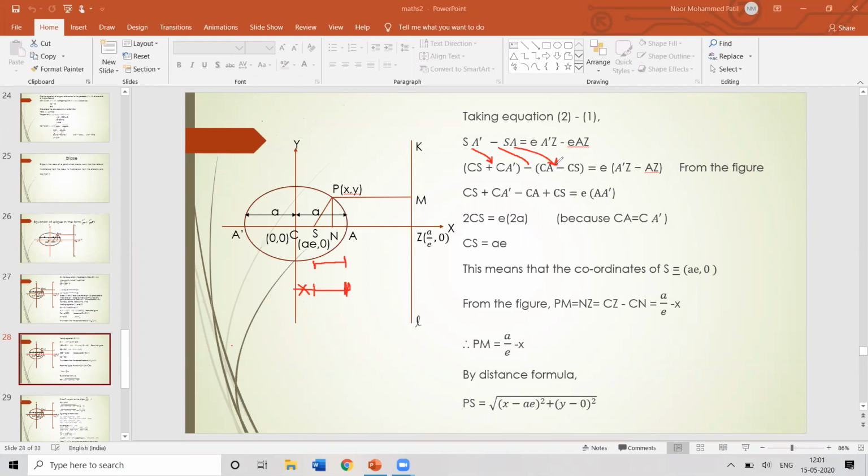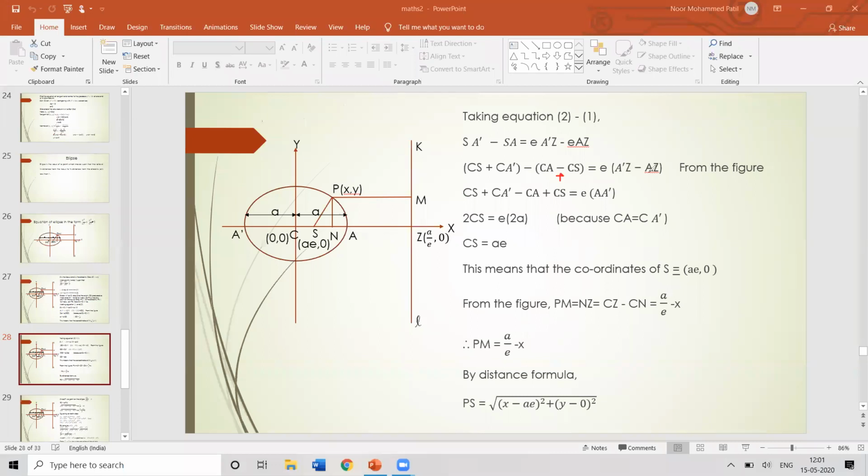That is SA. Now here on the right hand side, I will take e common. So what is left out is A dash Z minus AZ. Again, this thing we have obtained from the figure. Now CS as it is plus CA dash as it is, and the minus sign we will take inside. So this will become minus and this will become plus when I take the minus sign inside.